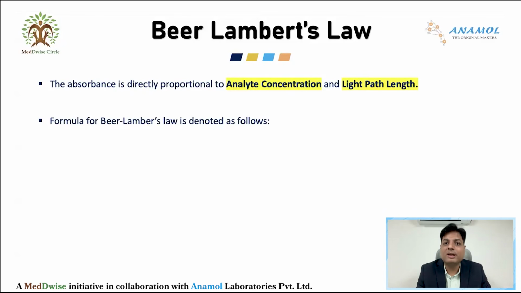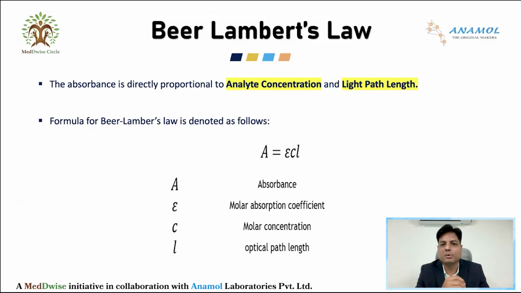So the formula for Beer-Lambert's law is as follows. Absorbance is equal to molar absorption coefficient times concentration of analyte times path length. A is equal to epsilon times C times L. Let us understand one by one. A means absorbance, how much light is being absorbed by the solution. C means concentration of the analyte. And L is the path length.